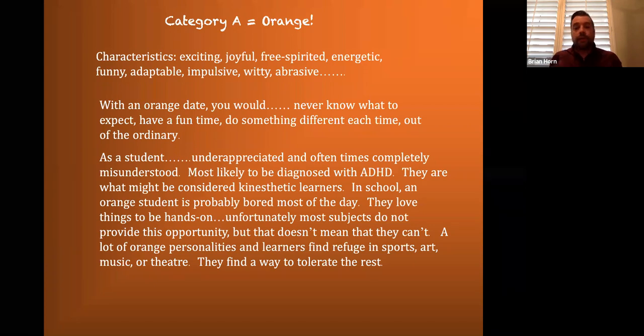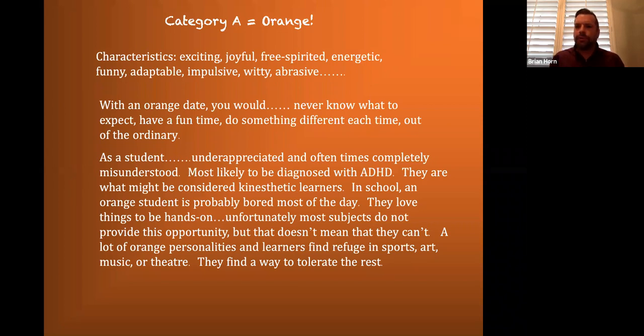They are very kinesthetic learners, and in high school, they have more of a venue to elaborate on their characteristics and qualities. We have fine arts, we have athletics. A lot of times, the people who are good at those are orange personalities, and they finally found a way that they can exercise what they are good at doing.